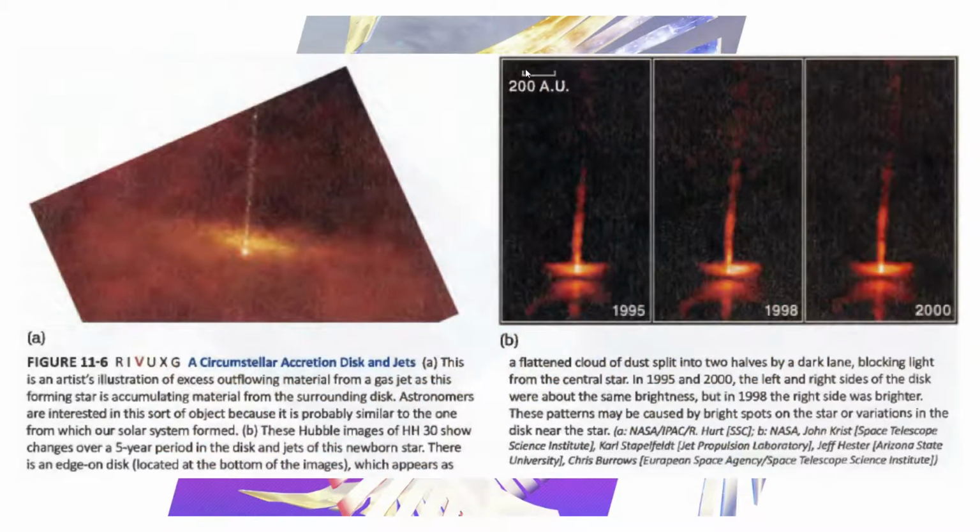Here we see 200 astronomical units again, so this is an even farther zoomed out picture of something else, another protostar essentially forming. It's shooting out stuff. We see that it's pretty much glowing the same. Here it seems like the right side is giving off a little bit more light than this. Right? This is a little brighter than that.